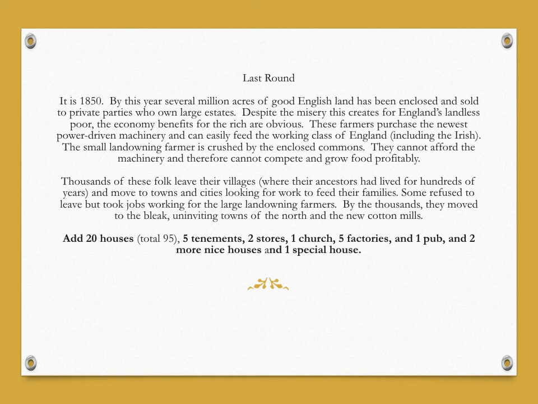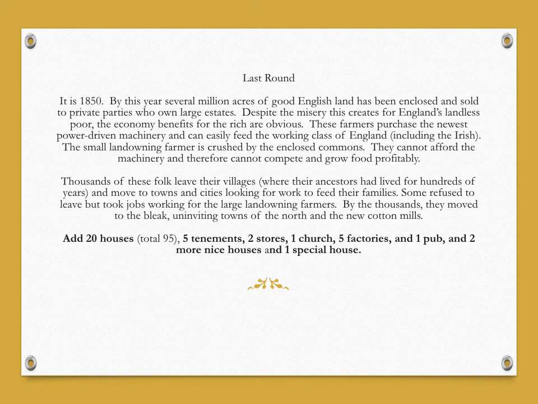It is 1850. By this year, several million acres of good English land has been enclosed and sold to private parties who own large estates. Despite the misery this creates for England's landless poor, the economy benefits to the rich are obvious. These farmers purchase the newest power-driven machinery and can easily feed the working class of England with the food they produce, including the Irish. The small landowning farmer is crushed in by the enclosed commons. They cannot afford the machinery and therefore cannot compete and grow food profitably.